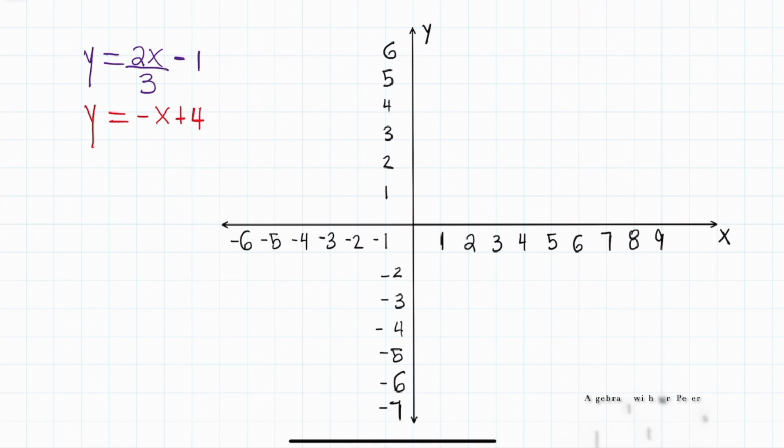What's good, math family? In this video, we're going to look at how to solve a system of equations by graphing and how to also interpret the solution.